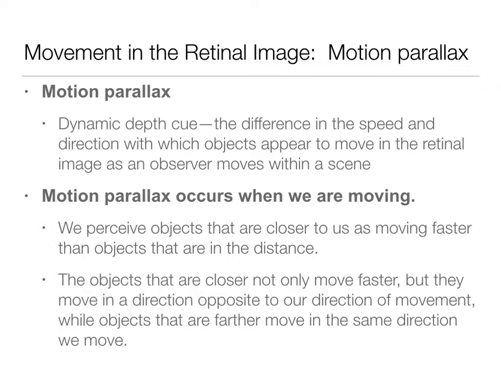Objects that are closer not only move faster, but they move in the direction opposite of the way we're going. So if we're walking east, those objects are going west. They're going in the opposite direction, while objects that are farther away seem to move in the same direction that we're moving. So again, this is motion parallax, and it gets its name, parallax, because it's parallel to what we're doing, and we have this change based on depth.